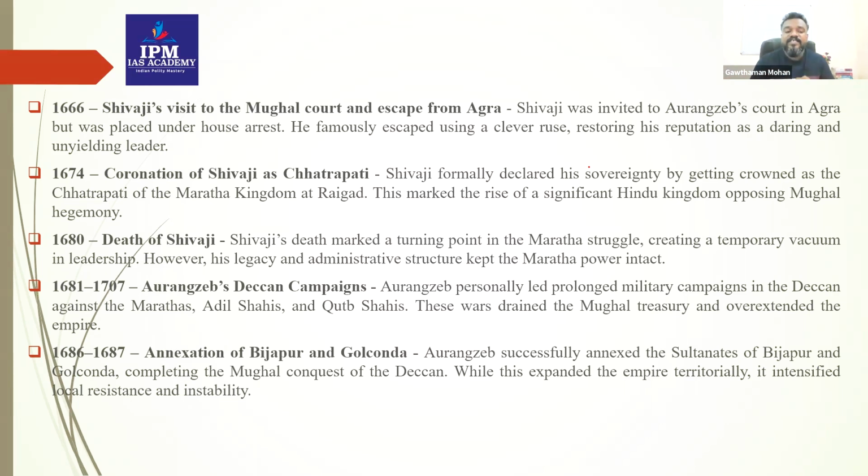From 1686 to 1687, the annexation of Bijapur and Golconda. Very important. Okay, so the Deccan campaign we already mentioned. Aurangzeb successfully annexed the sultanates of Bijapur and Golconda, completing the Mughal conquest of the Deccan. While this expanded the empire territorially, it intensified local resistance and instability. So in the Deccan, they are trying to establish their power, but still they are getting a lot of resistance from the local people.